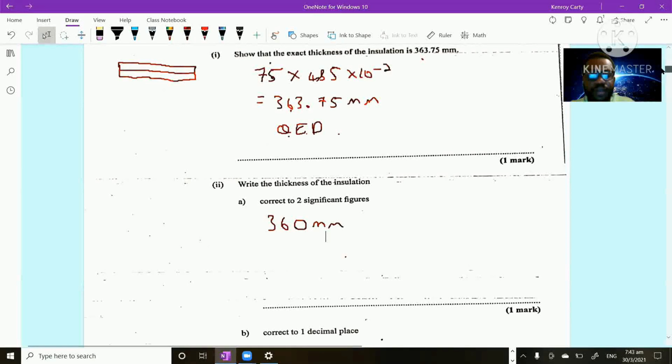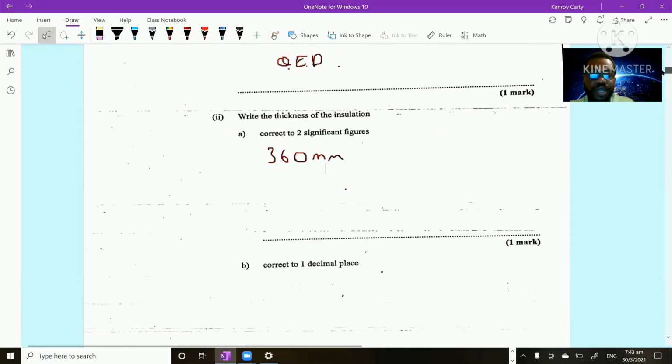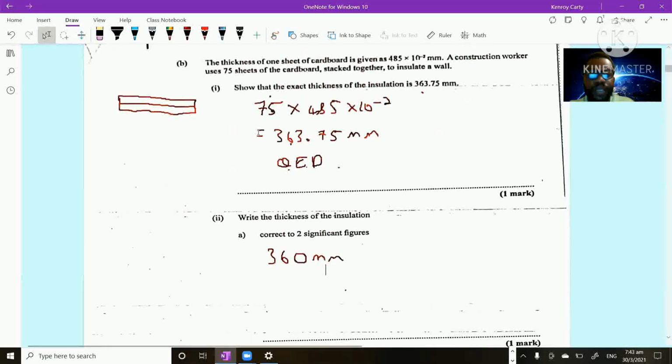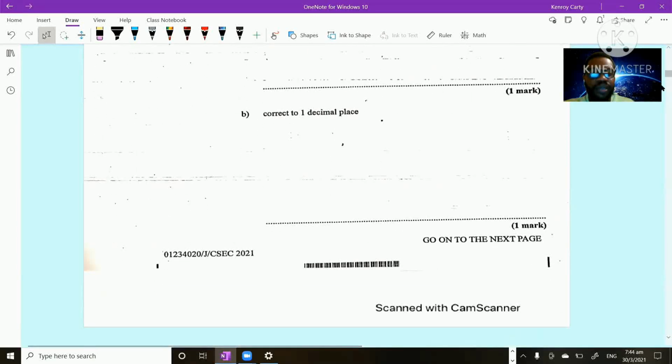All right. The third part says correct to 1 decimal place. Now let's go back up and look at the number. The first decimal place is at the tenths position, and 7 is in the tenths position. We look at the number after the 7, which is 5, which means we're going to round the 7 up 1 place. So the 7 is going to become 8. So it's going to be 363.8. So I'm just going to go down here and input that. 363.8 millimeters. All right, and that would have been the end of that particular question.